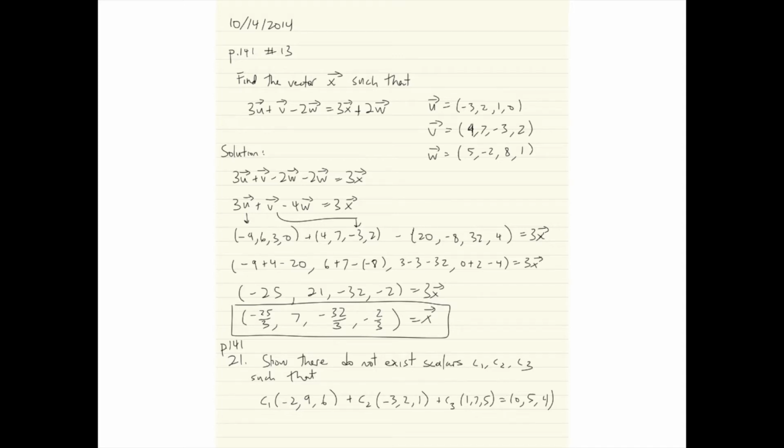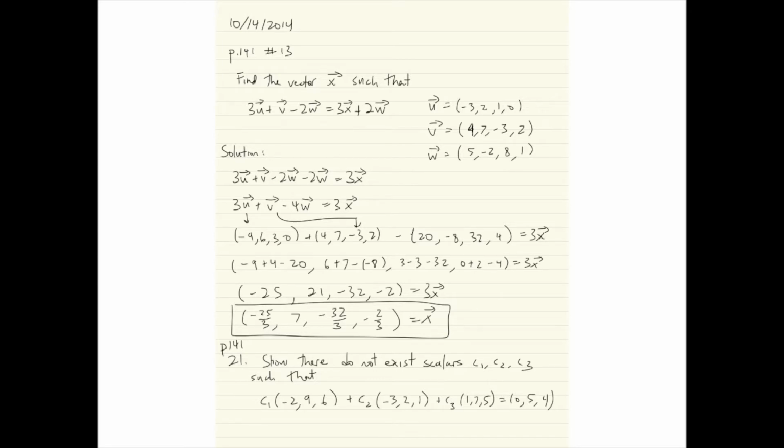Okay, let's do a couple of exercises from Anton. So this first one says find the vector x such that this equation holds true, where we're given that u is equal to this vector in R4, v is this vector, and w is this vector. So these are just four-tuples of numbers, and they're vectors in R4. Okay, and the point is that vectors behave a lot like, and follow the familiar rules from algebra.